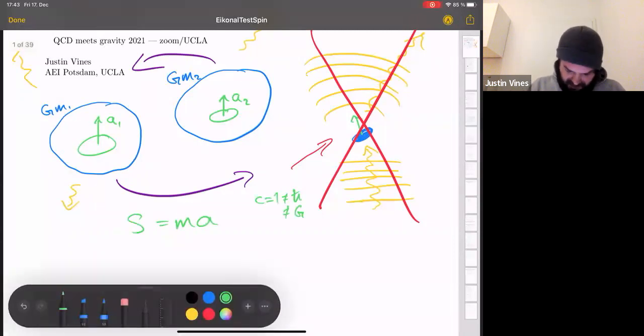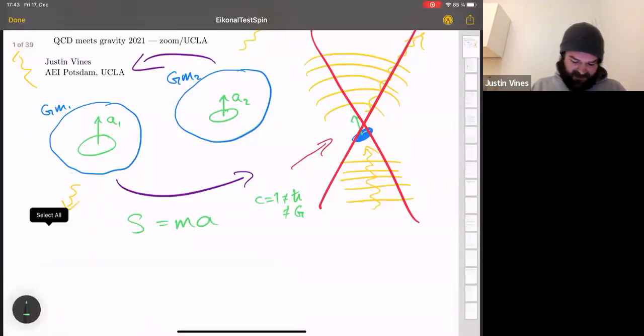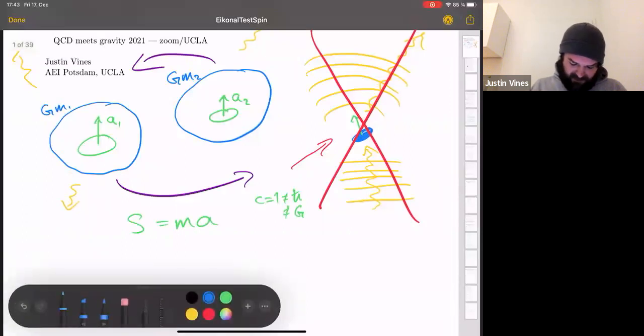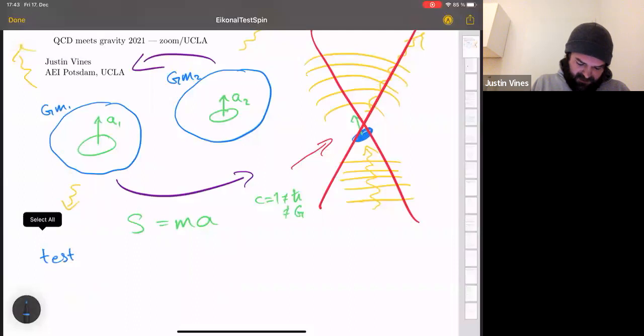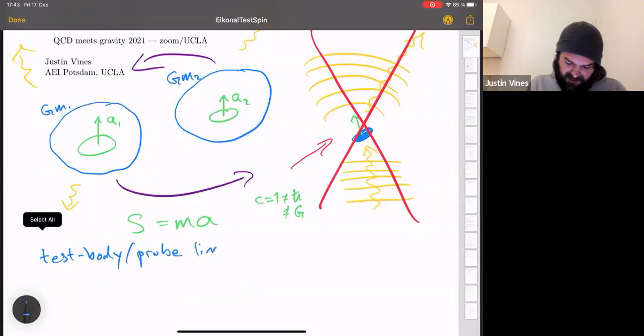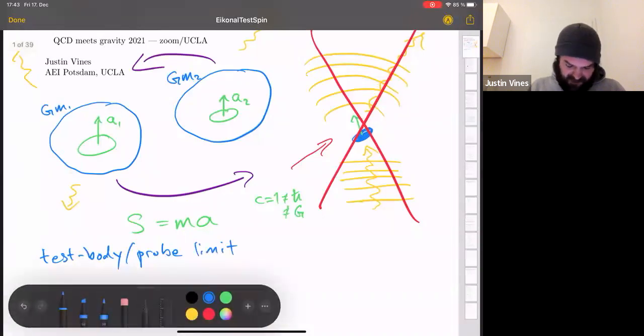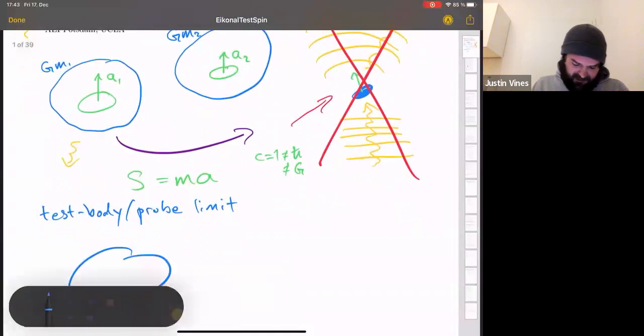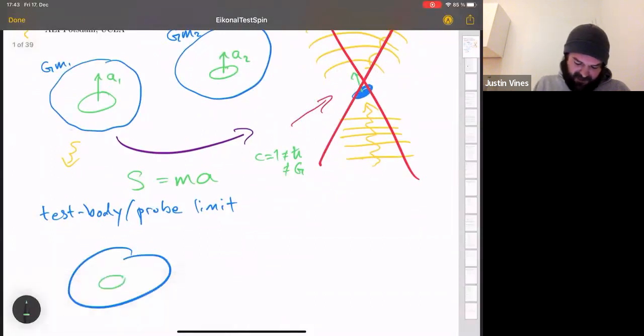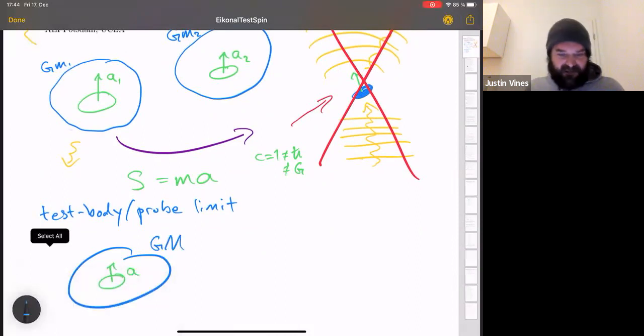I also want to focus a lot on the test body or probe limit. But when you have spinning black holes, there's this funny spinning probe limit, where one of the black holes, let's say that's our Kerr, has its ring singularity hidden behind its horizon. That's our big M for Kerr and A for its ring radius.